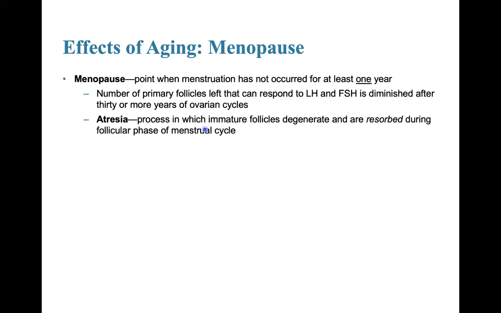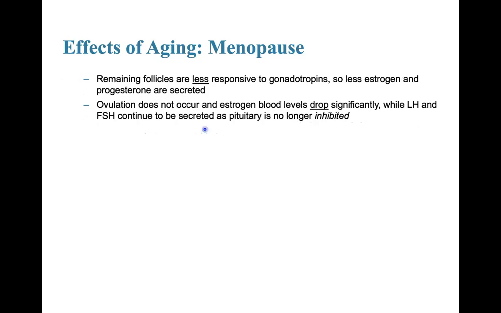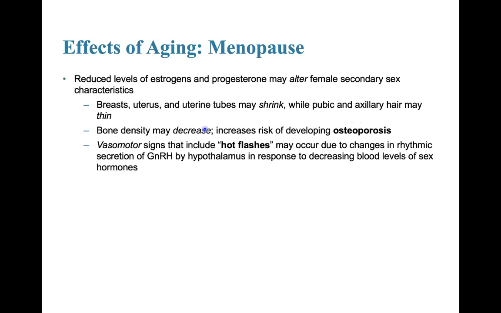The number of primary follicles left that can respond to luteinizing hormone and follicle-stimulating hormone is diminished after 30 or more years of ovarian cycles. Atresia is a process in which immature follicles degenerate and are reabsorbed during the follicular phase of the menstrual cycle. The remaining follicles are less responsive to the gonadotropins, so less estrogen and progesterone are secreted. Ovulation does not occur and estrogen and progesterone blood levels drop significantly, while LH and FSH continue to be secreted as the pituitary is no longer inhibited.